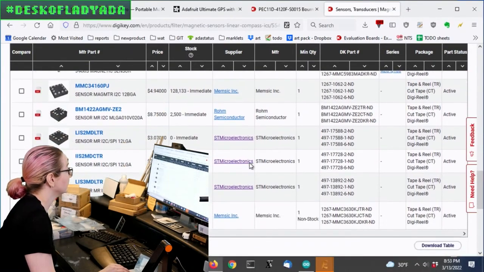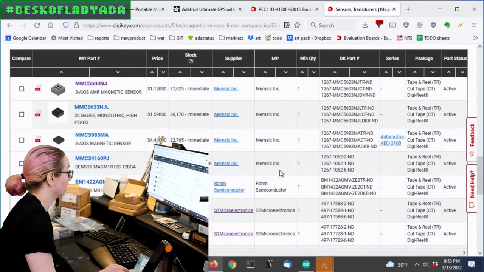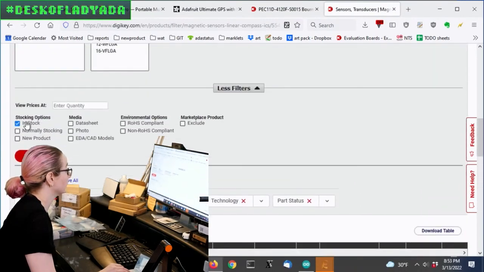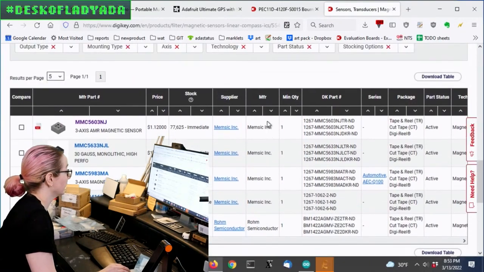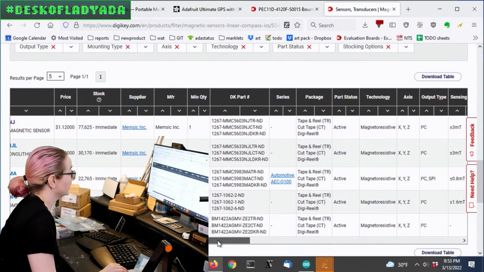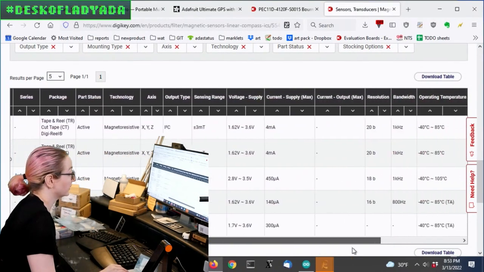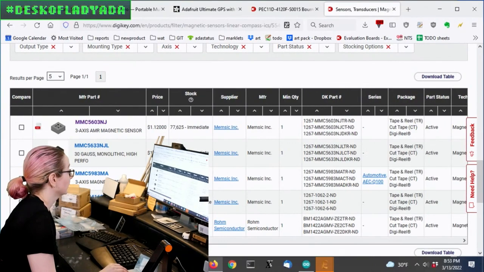So there is the ST ones. They're not in stock. Let's look at only ones that are in stock right now. Okay, looks good. So we have a couple options here, actually, and they all look pretty good, to be honest. From MEMSIC, there's a couple options. From Rohm, there is an option with a lot of pieces.